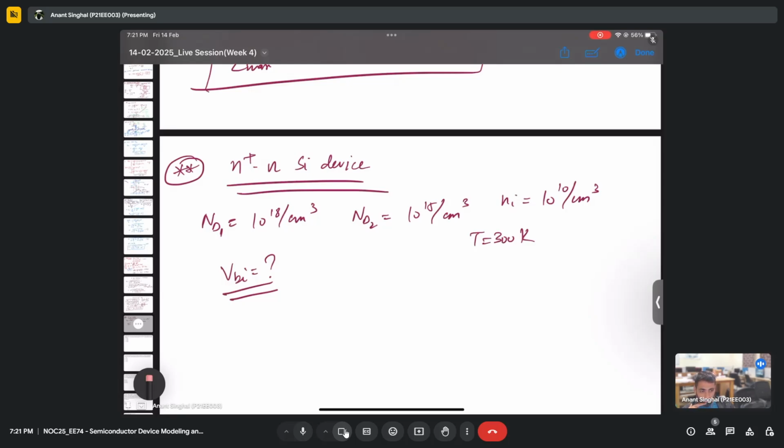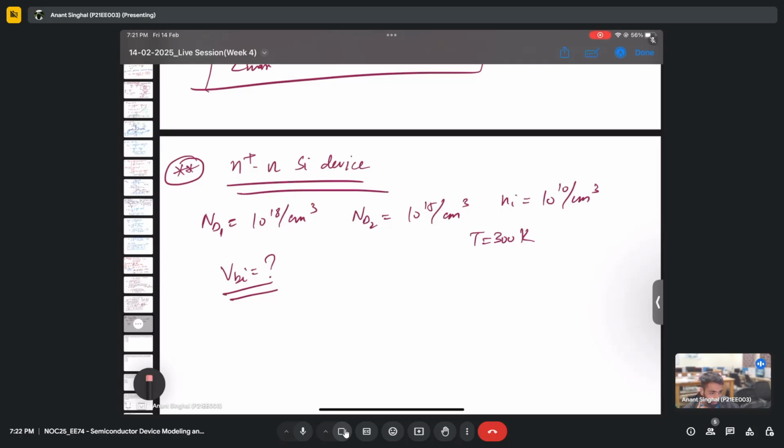You can take 2-3 minutes. 26 millivolts into ln of ND1 into ND2 divided by Ni square. So that is why I said don't go blindly towards that. Try to calculate it.